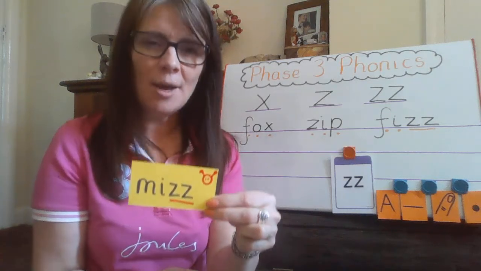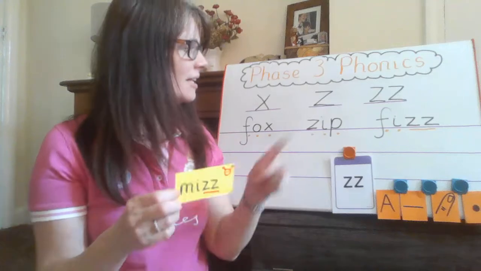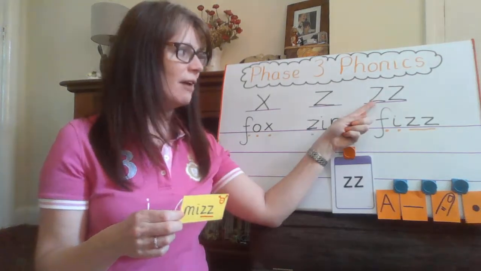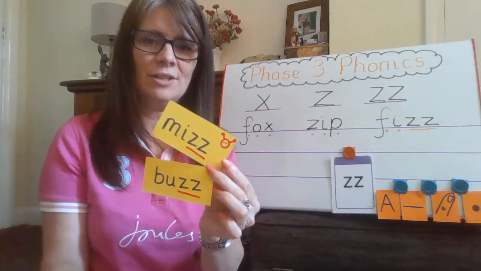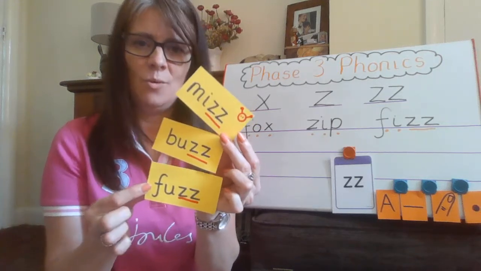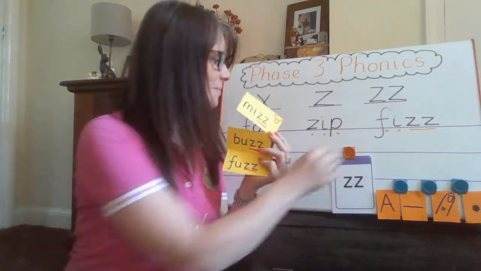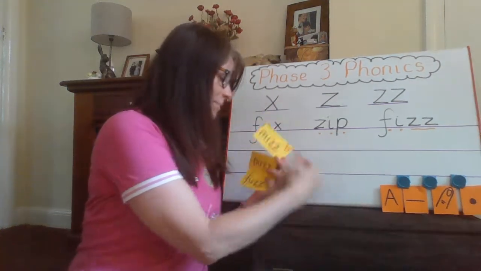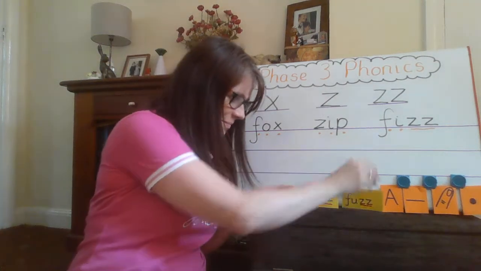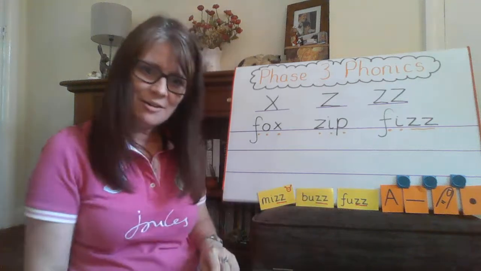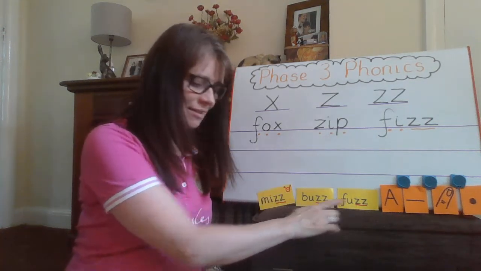I wonder if you've spotted something with these cards. With the Z and the digraph ZZ, have a look at the digraph in here. Where does it come in the word? I'm going to put those down there, look, so you can see them. Where does the digraph come? You're right, it's always at the end.